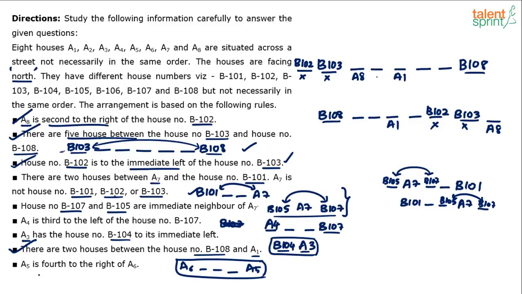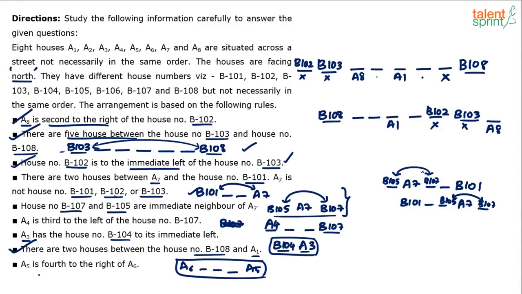If A7 comes here, then B101 should be 2 places away. So dash B101 can come here. Right? What's the other possibility? A7 can come here. If A7 comes here, then dash 101 should come here. Okay, that's a possibility. Can A7 come here? No, A7 cannot come here. A7 cannot come here also.